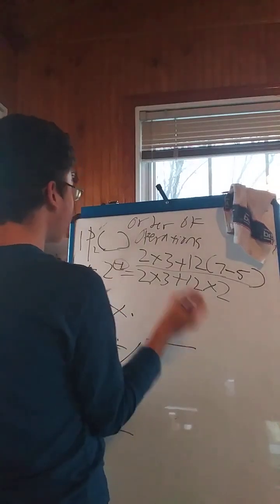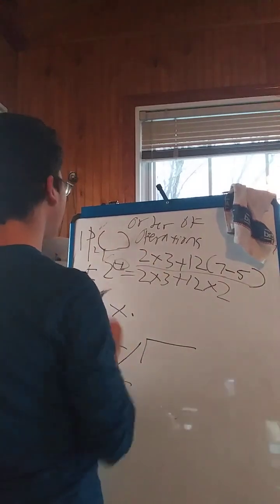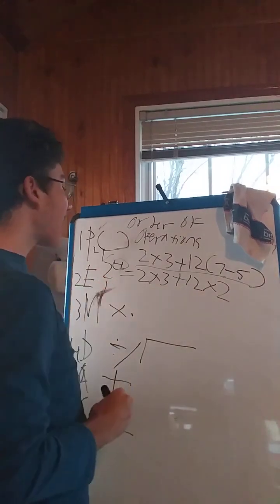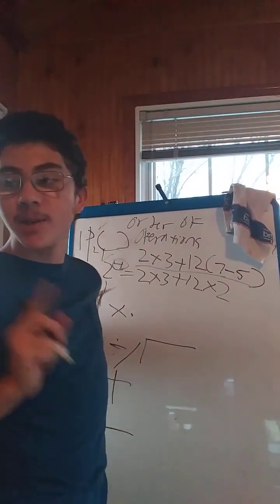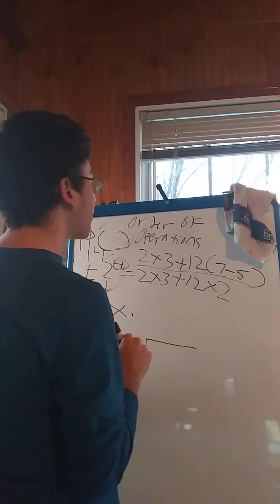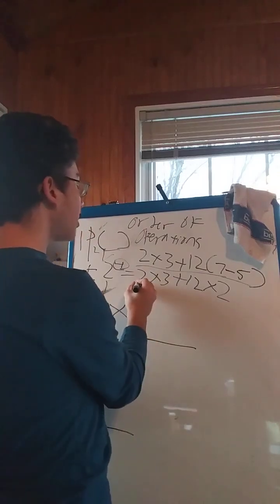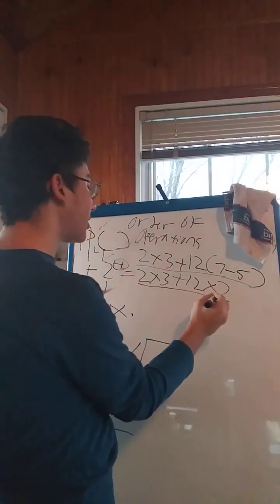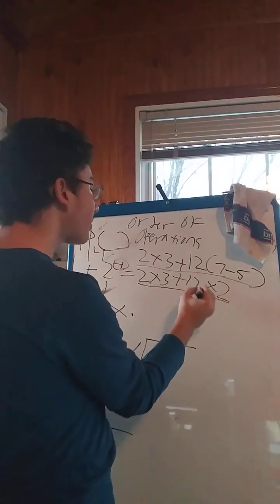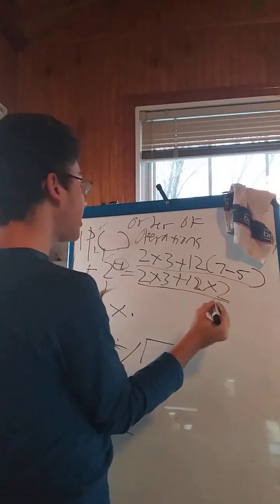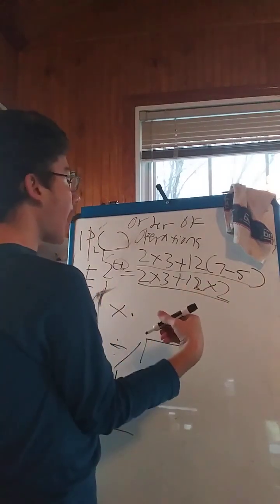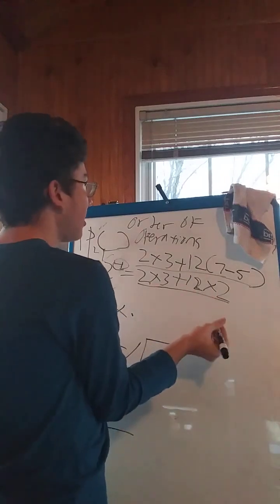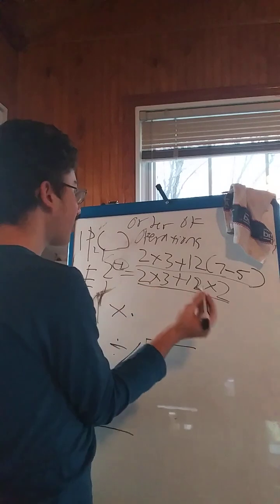So now, do we have any exponents? So we cross out the P. What about the E? I don't see any exponents. Let's move on to the M. Oh, look, we do have two multiplication problems. We have 2 times 3, and then we have 12 times 2. So what do we do? Well, I don't think it really matters which side you do first and second, but we'll just go left to right anyway.